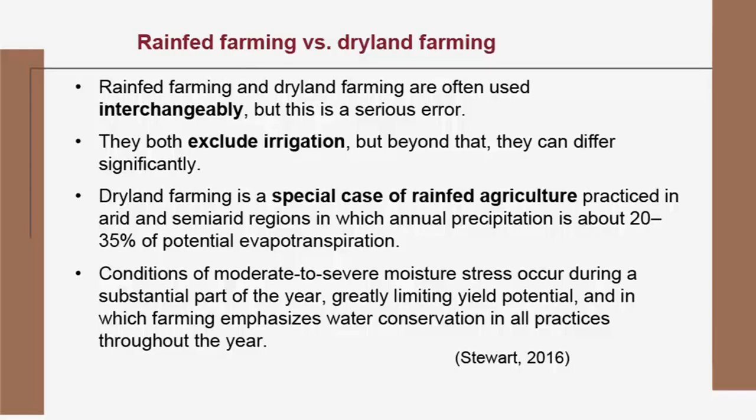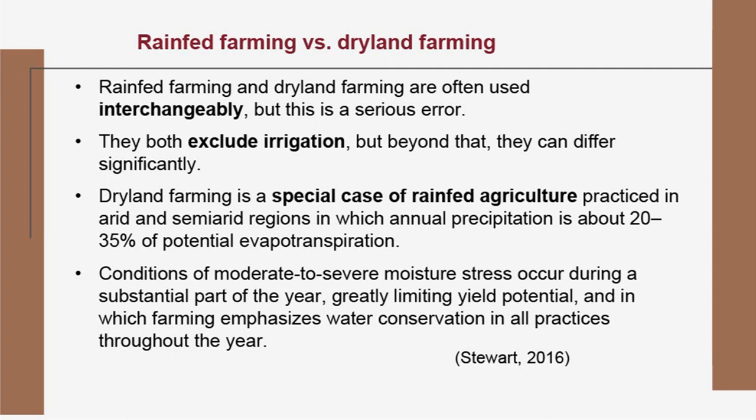In rain-fed farming conditions, they say that it is 1150 millimeter rainfall per annum. However, for dry land, they group it in less than 750 millimeter rainfall. Now, we are going to discuss all these issues. So, rain-fed farming and dry land farming are often used interchangeably, but this is a serious error. Many times people make this error. They both exclude irrigation, that is true, but beyond that, they can differ significantly.